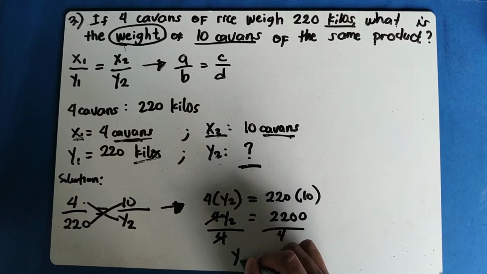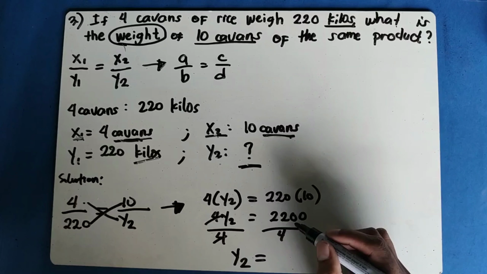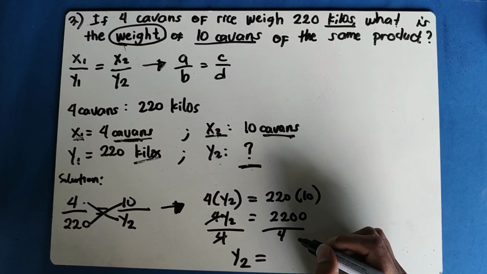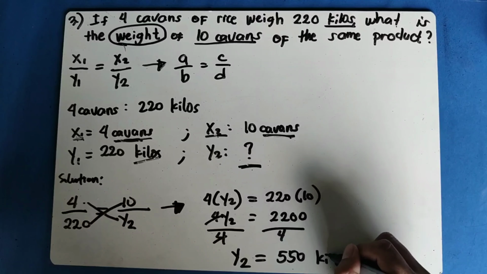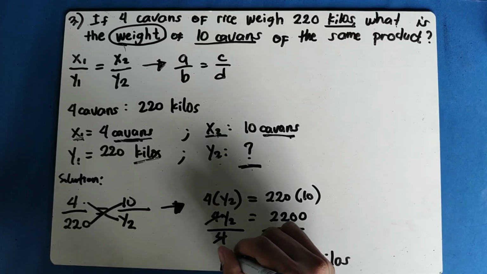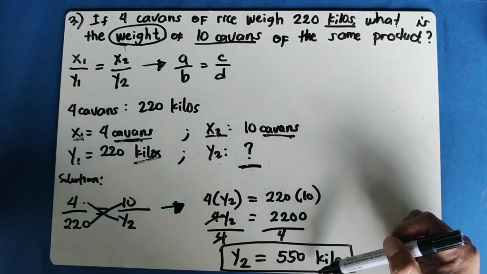Therefore, our y sub 2, 2,200 divided by 4, the result is 550 kilos. Ibig sabihin, our y sub 2 is 550 kilos. Therefore, the weight of 10 cavans is 550 kilos.